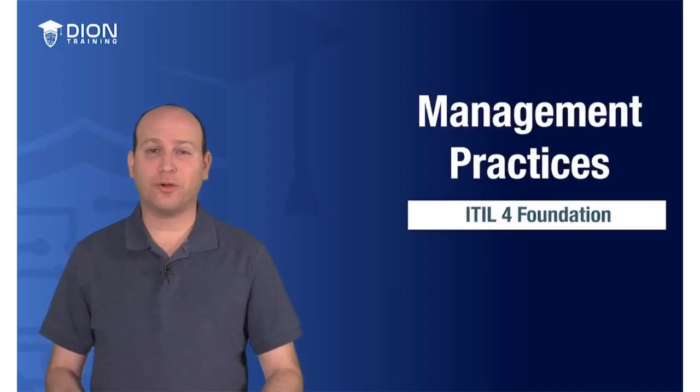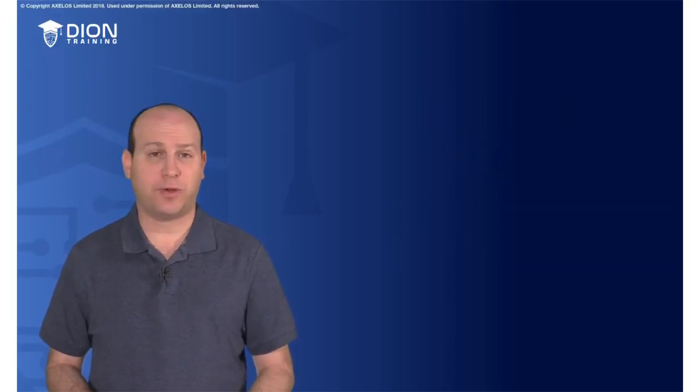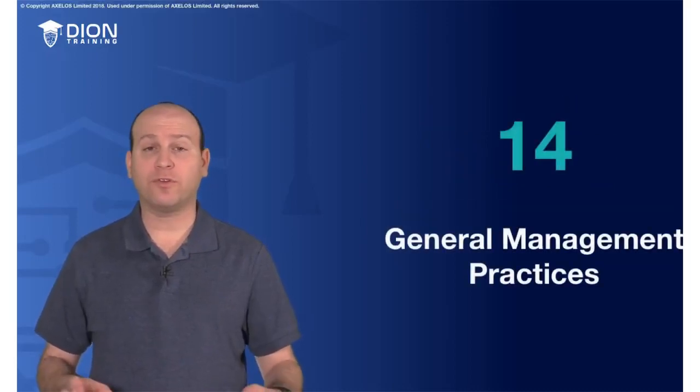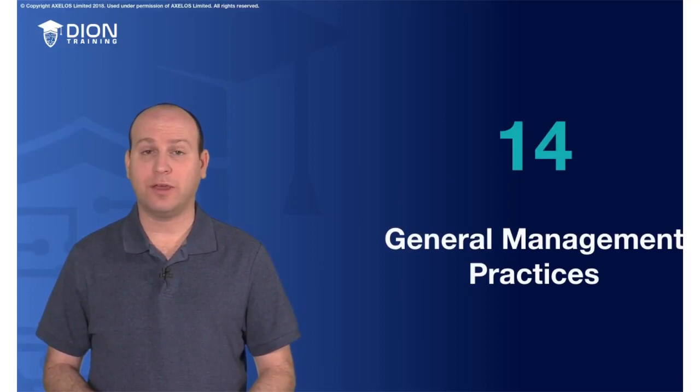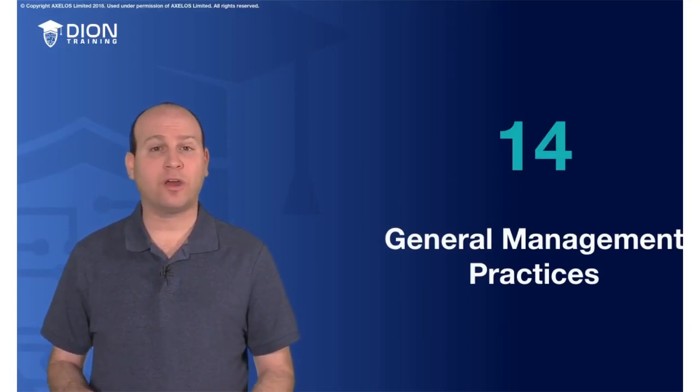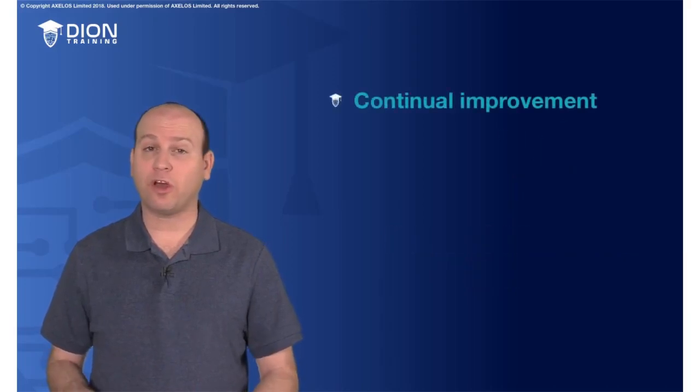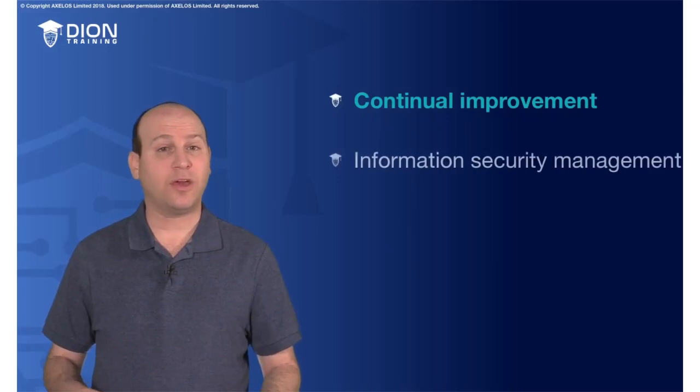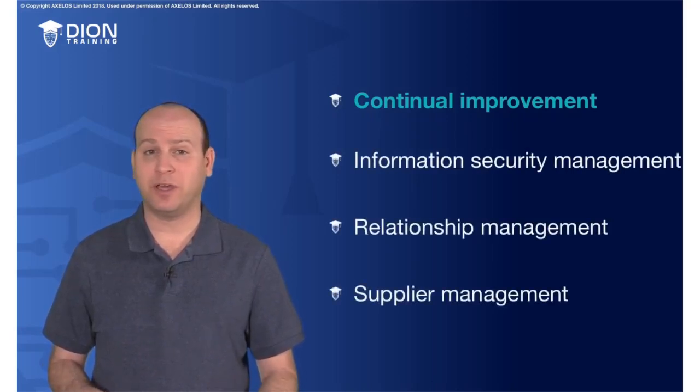In this section of the course, we're going to cover the general management practices. This is the first of 3 categories of ITIL practices. Inside this category, we're going to cover 14 of the 34 ITIL practices. First, we're going to talk about continual improvement, and this is one that you have to know in depth. Then we're going to talk about information security management, relationship management, and supplier management. These 3 are at the recall level of knowledge, so you need to memorize their definition.